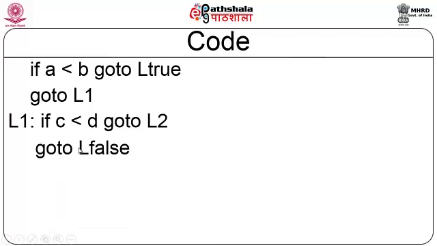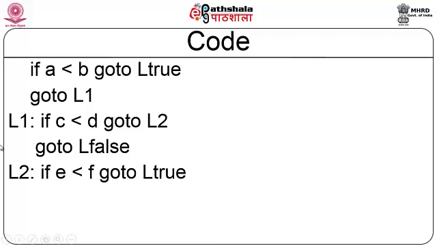If this is false, the entire expression is false, because I would have reached L1 only if A less than B is false. Therefore, if this itself is false, then I can say the entire expression is going to be false. That is what we call L false here. And then the next one is: if E less than F, go to L true, meaning that I would have reached this position.